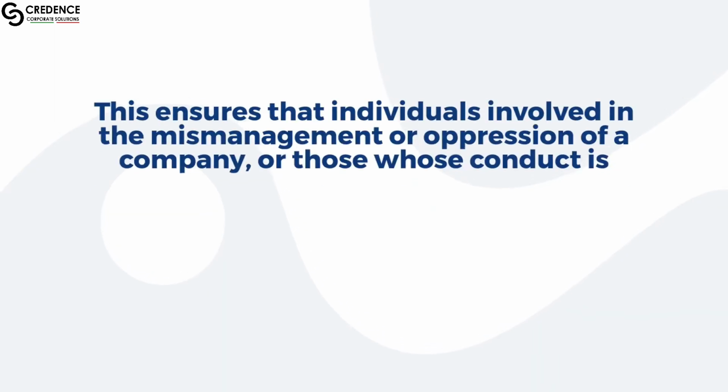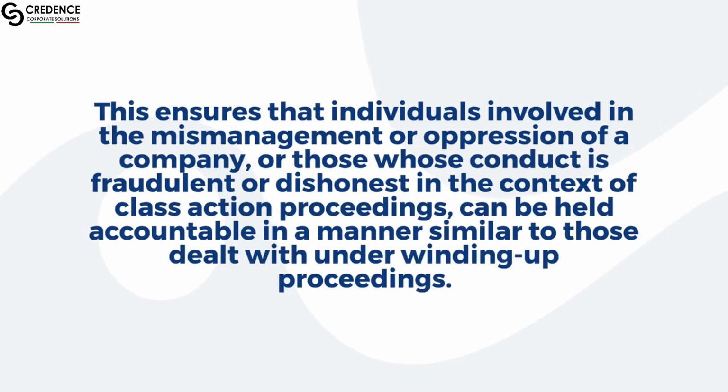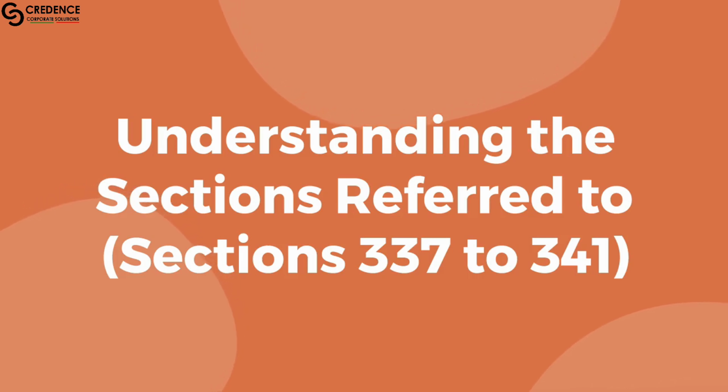This ensures that individuals involved in the mismanagement or oppression of a company, or those whose conduct is fraudulent or dishonest in the context of class action proceedings, can be held accountable in a manner similar to those dealt with under winding-up proceedings. Understanding the sections referred to, Sections 337 to 341.